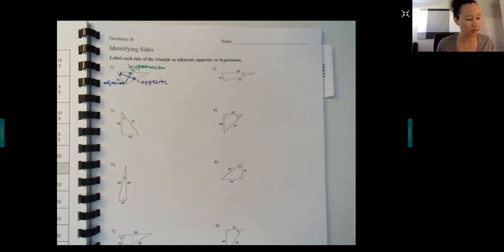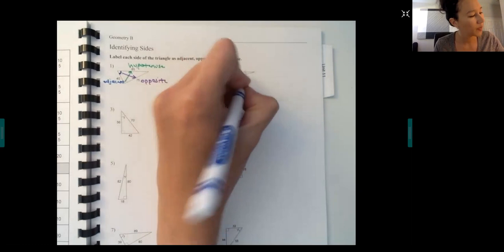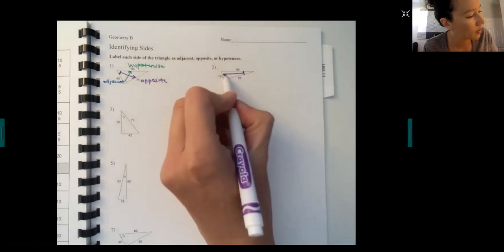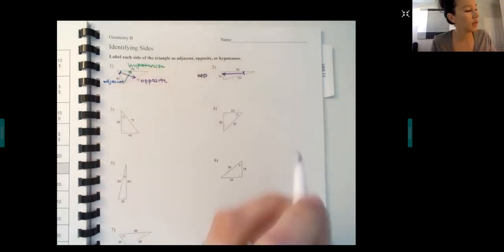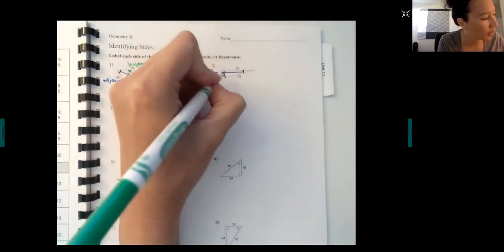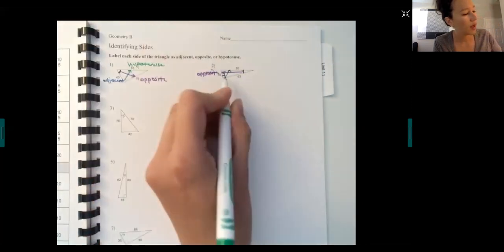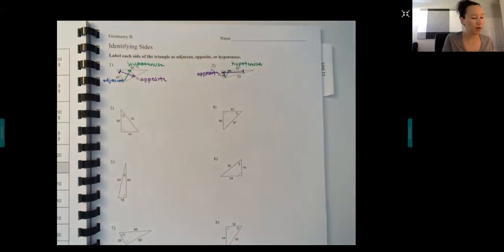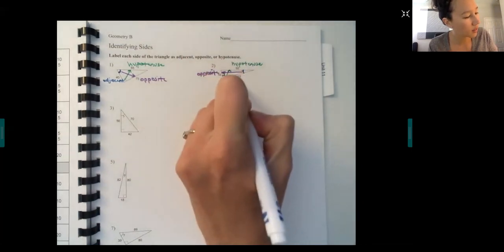Okay, and I'll do number 2 with you as well, and then I'll have you guys do a few on your own. So here's our reference angle. Then first we need to find the opposite side. So the side across from that angle, right here, that's our opposite side. And our hypotenuse is the side across from our 90-degree angle. So here's our 90-degree angle. So the side across from that angle is 65. That's our hypotenuse. And then the side next to the angle right here is our adjacent.